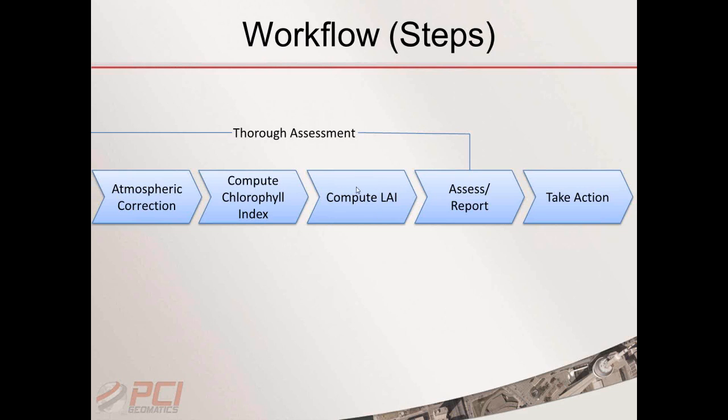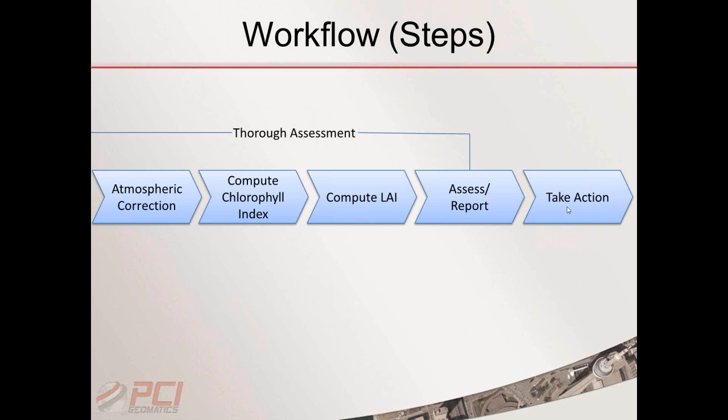And then from there, we're also going to compute our leaf area index so we can do a cross-reference between the chlorophyll index and the amount of density in terms of the leaf coverage or the canopy cover. And then we're going to simply assess the results. And then, of course, we could make a report and then take corrective action if required.